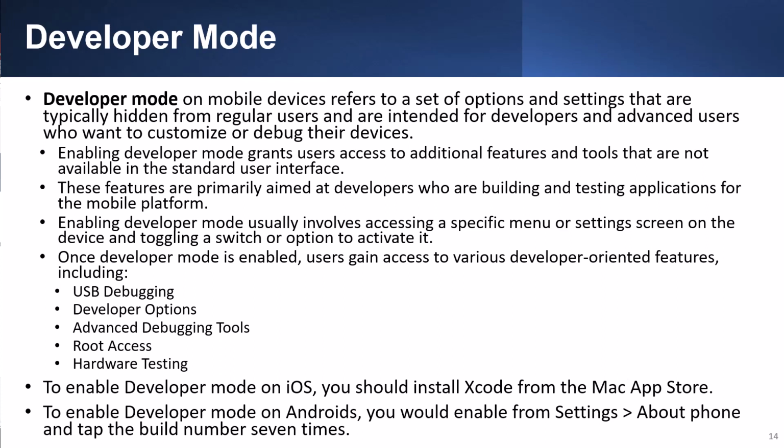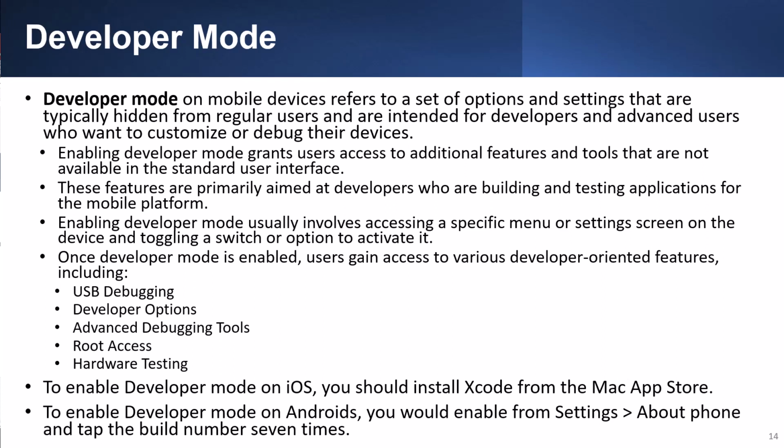Enabling developer mode usually involves accessing a specific menu or settings screen on the device and toggling a switch or option to activate it. Once developer mode is enabled, users gain access to various developer-oriented features including USB debugging, developer options, advanced debugging tools, root access, and hardware testing.